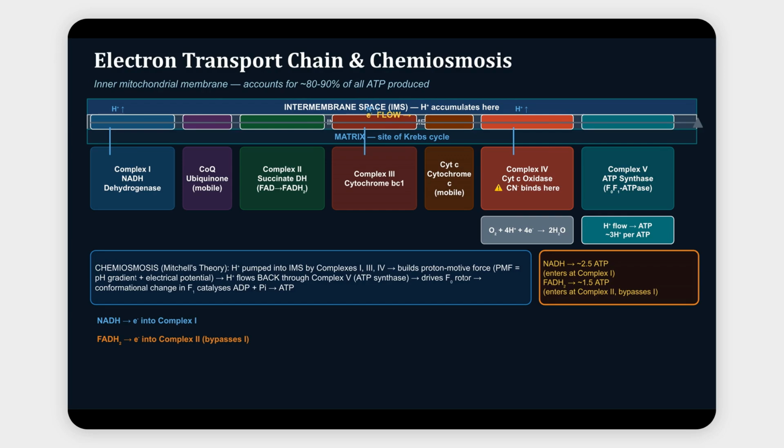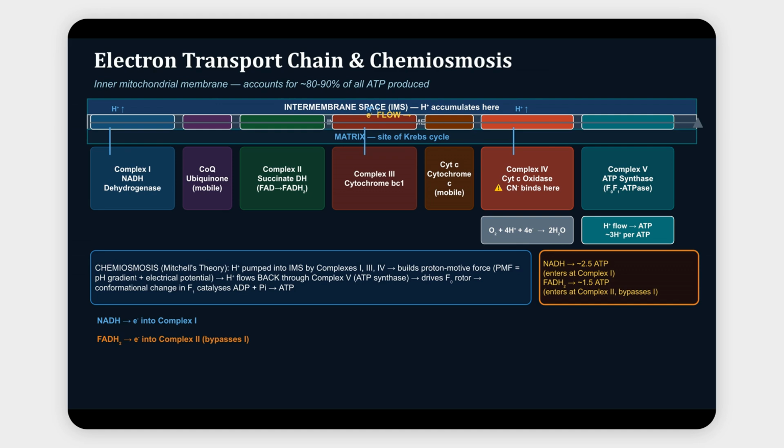Complex 2, which is succinate dehydrogenase, is the same enzyme as step 6 of the Krebs cycle, and it accepts electrons from FADH2, passing them down to ubiquinone. Critically, complex 2 does not pump any protons. This is why FADH2 produces less ATP than NADH. Its electrons entirely bypass complex 1.